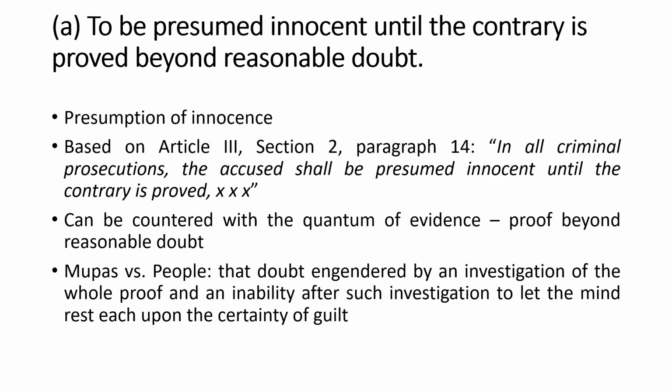The first one is to be presumed innocent until the contrary is proved beyond reasonable doubt. This concept is known as the presumption of innocence under the Bill of Rights. Based on Article 3, Section 2, again, this is your constitutional basis: in all criminal prosecutions, the accused shall be presumed innocent until the contrary is proved. Now, this presumption of innocence, we all know, diba, may be countered with a quantum of evidence which is proof beyond reasonable doubt. So you may only convict an accused if your evidence can ultimately provide the quantum of evidence required in criminal actions, which is proof beyond reasonable doubt.